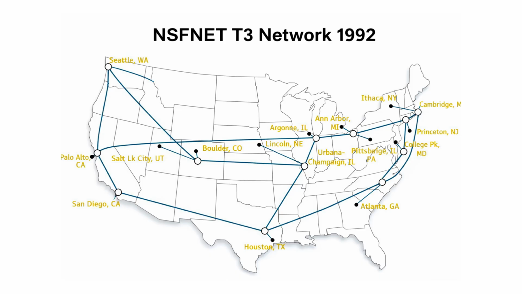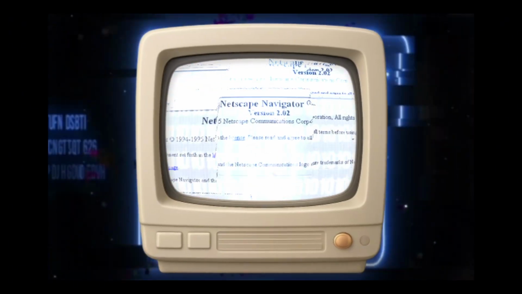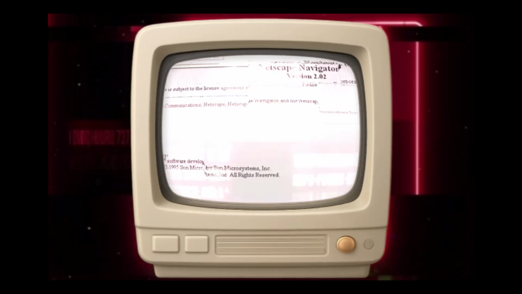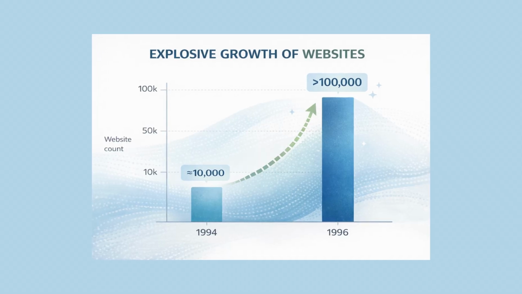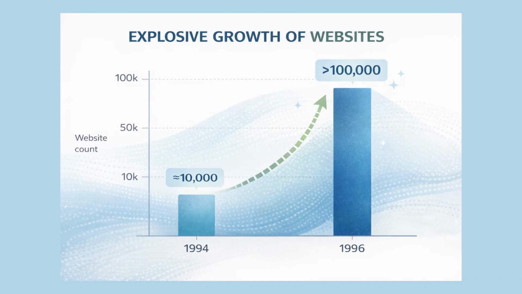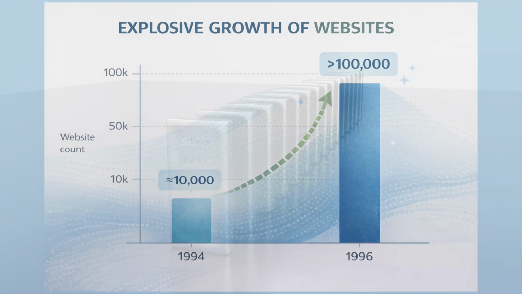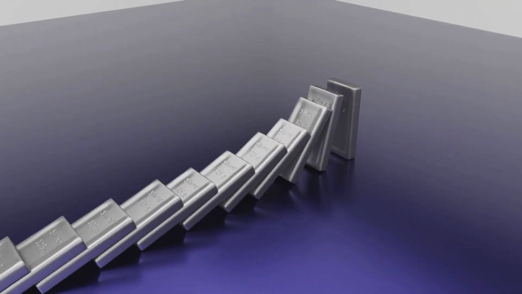Commercial activity followed quickly. In 1995, the US government removed restrictions on business use of the backbone network, and private internet providers stepped in. Website counts jumped from around 10,000 in 1994 to more than 100,000 by 1996. Growth started looking less like a trend and more like a chain reaction.